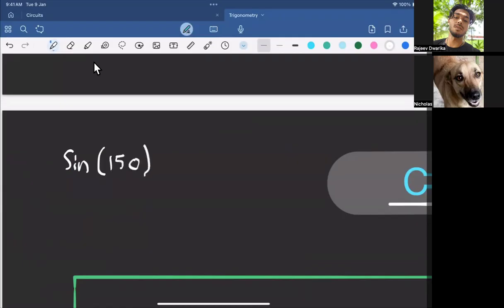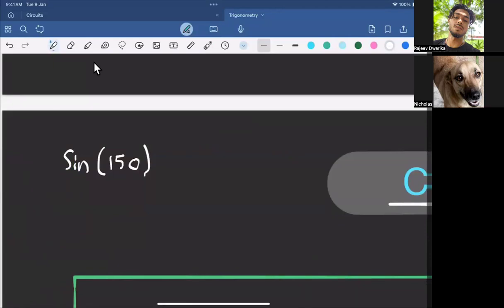Now, you're supposed to learn some chart of standard values. So you're supposed to know what sine 60 is, sine 90. You know what I mean? Those values. So we know those values.